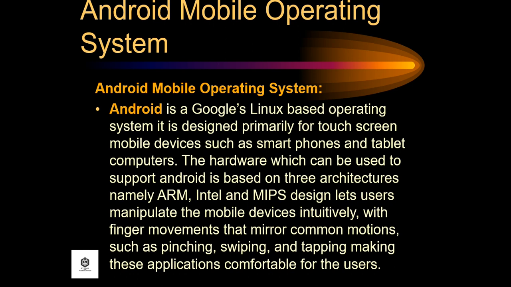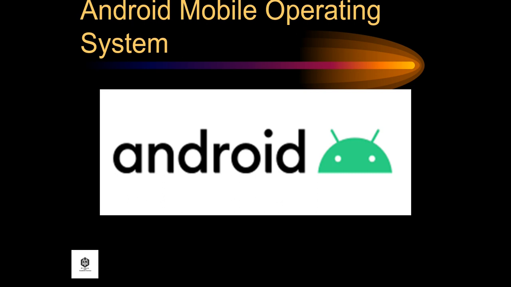The design lets users manipulate the mobile devices intuitively with finger movements that mirror common motions such as pinching, swiping, and tapping, making these applications comfortable for the users. And this is the sample logo of the Android mobile operating system.